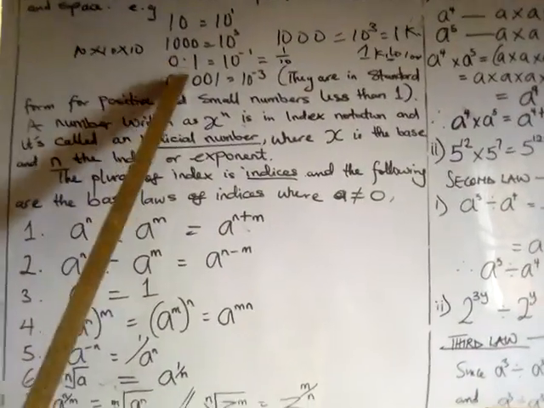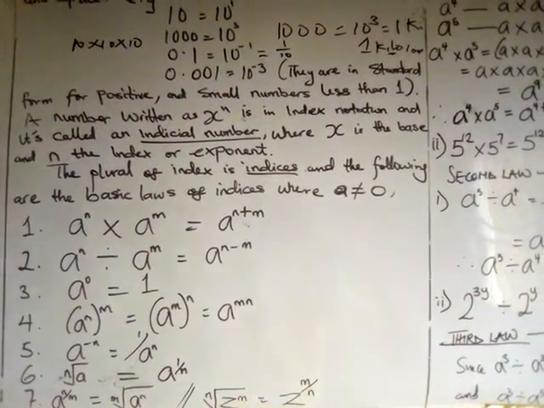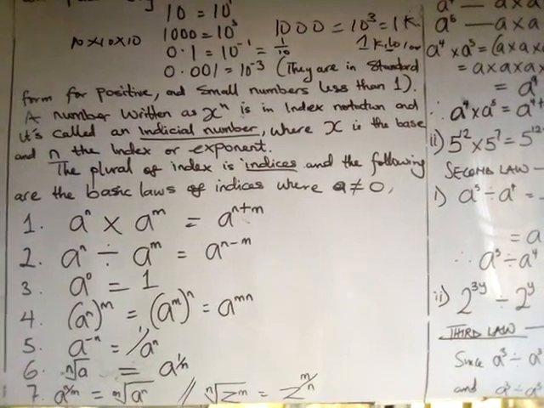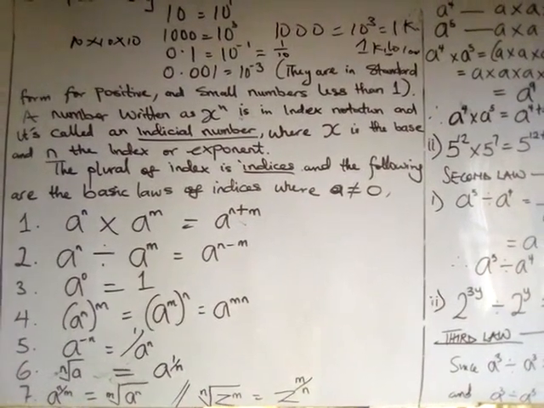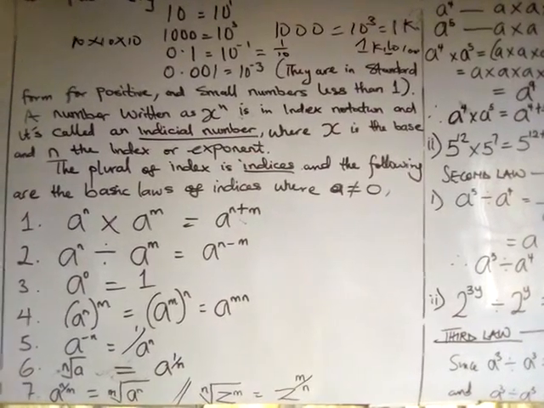Now see this one, 0.001 also is what? 10 to the power minus 3. Do you get that now? 10 to the power minus 3. That means we are dividing 1 by what? 3 times. So we are dividing 1 by 1000. Do you get it now?